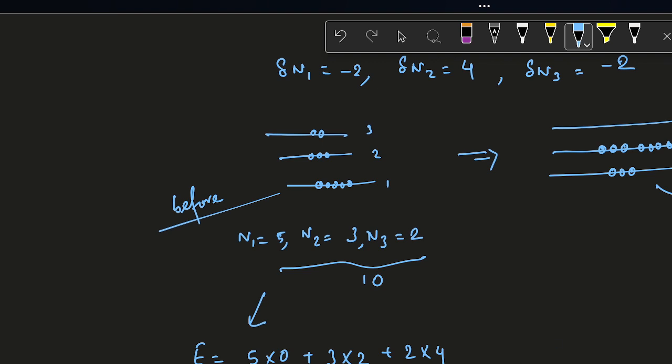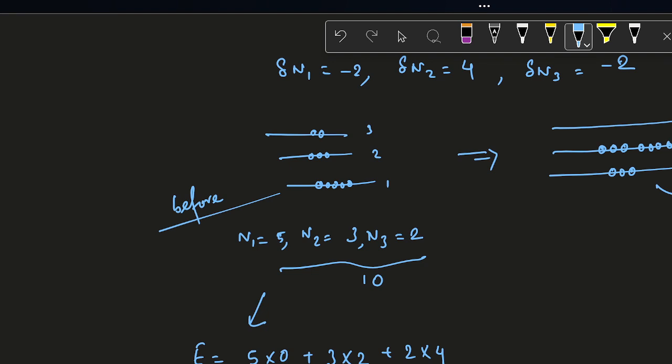What is the total energy for the new configuration? It is then E1 times N1 prime plus E2 times N2 prime plus E3 times N3 prime, because E1, E2, E3 should not change. So this is E1 is 0, it becomes 0, plus E2 is 2 times N2 prime is 7, plus E3 is 4, but N3 prime is 0.